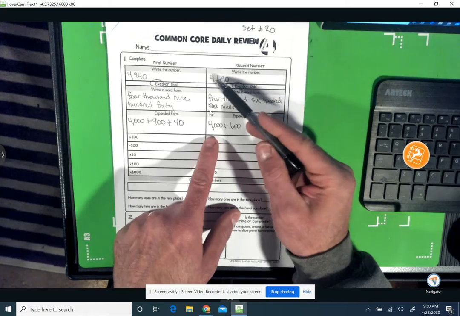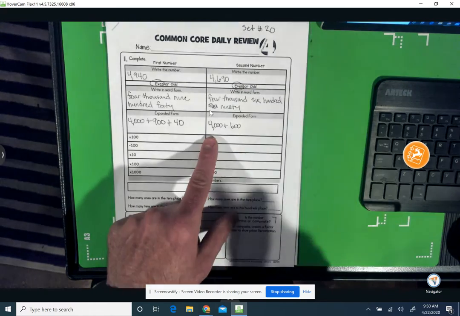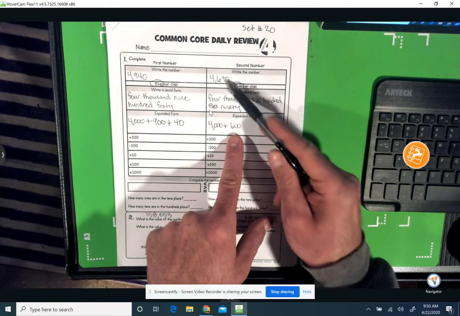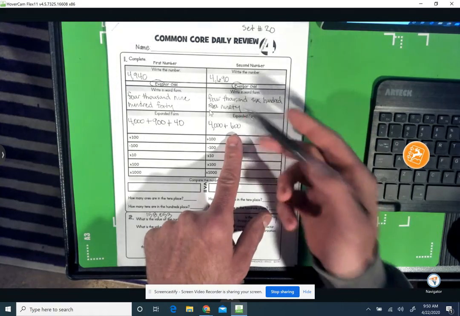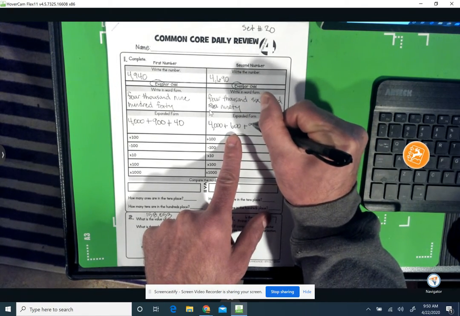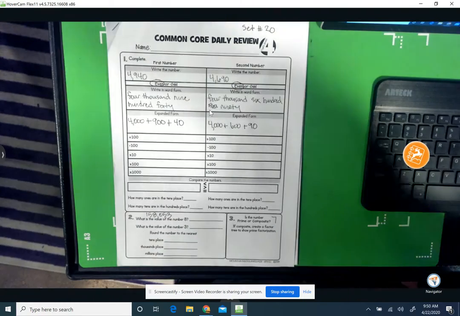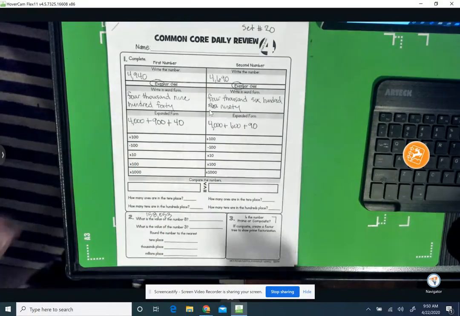4,690, you can see that the 4 is in the thousands place, therefore the value is 4,000. The 6 is in the hundreds place, therefore the 6 has a value of 600. The 9 is in the tens place, 9 tens, or 9 times 10 is 90, and we do not have a digit other than 0 in the ones place, so we do not need to include that.